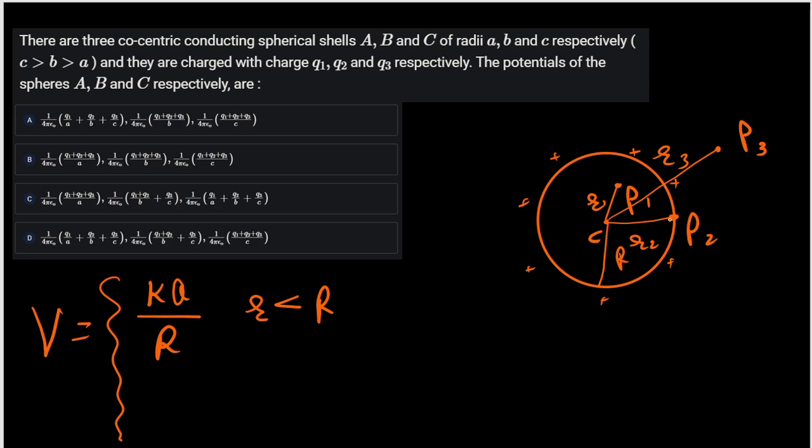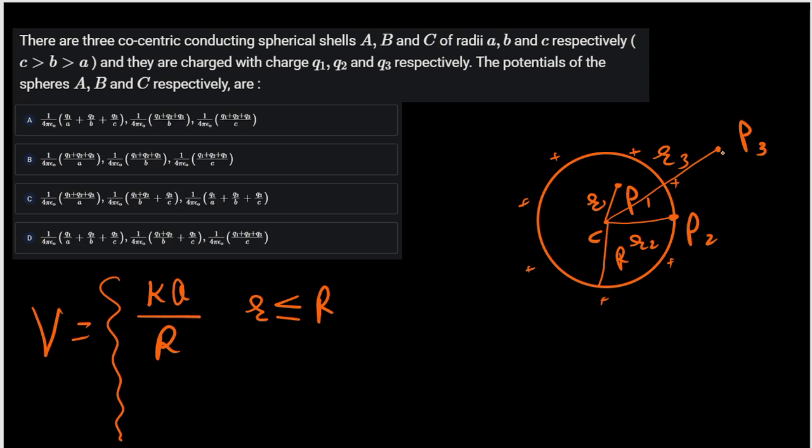If we go to the surface, the surface is exactly at a distance R from the center. So here also the potential will remain the same, KQ by R. So we can add an equal sign here. So for inside the shell and at the surface of the shell, the potential due to the charge Q given to the same shell will be KQ by R.